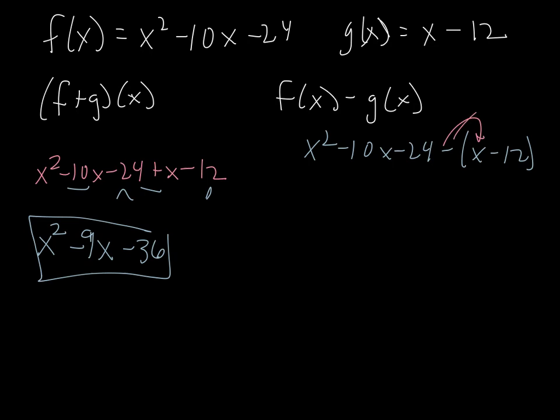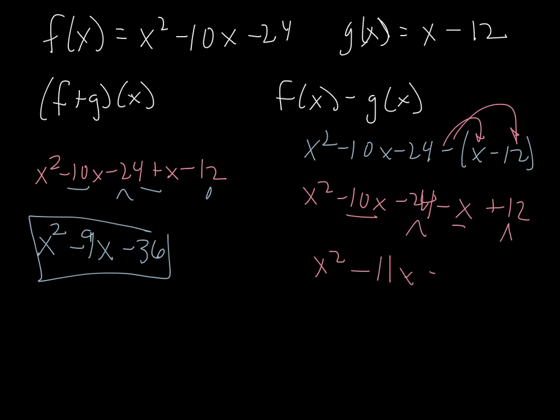Here you have to distribute your negative to both terms in your equation, leaving you with a negative x plus 12. So you have x squared, these two combine to get a negative 11x, these two combine to get a negative 12x. That's your adding and subtracting.